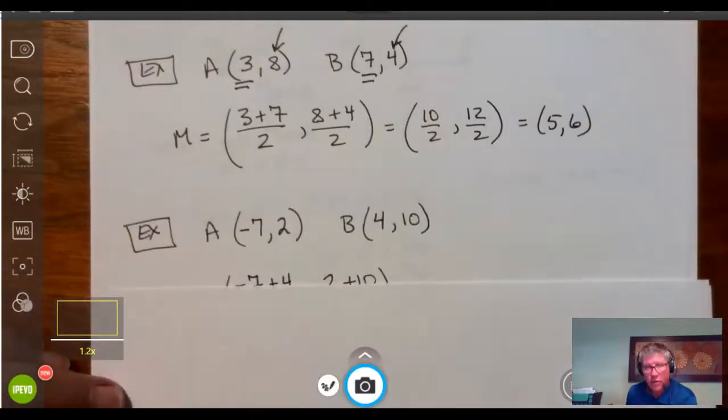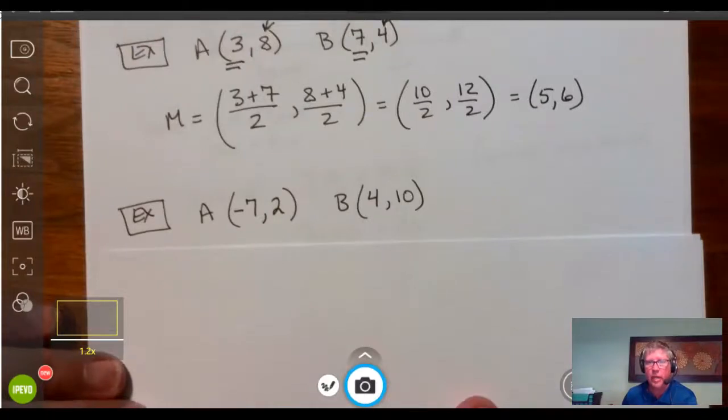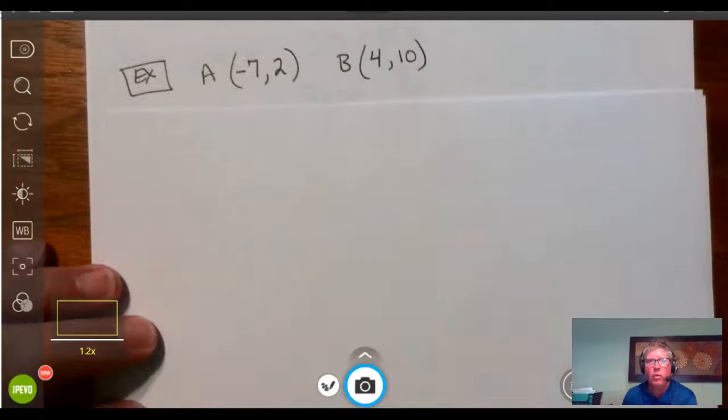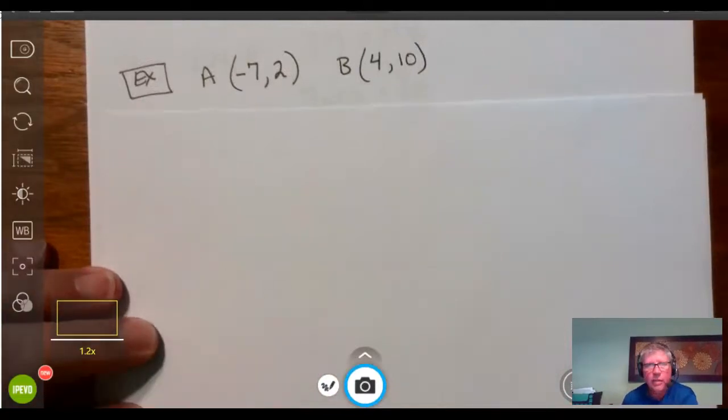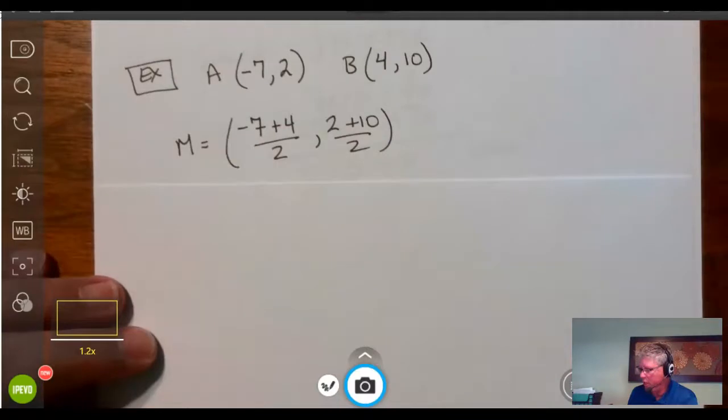I have another example. This is where you fast forward if you're like, oh my gosh, I got this. Or you're like, yeah, one more, that's exactly what I need. Well, here are two points. Negative numbers seem to be a little bit more challenging, so let's just be very clear and write our work down. We'll get it every time.